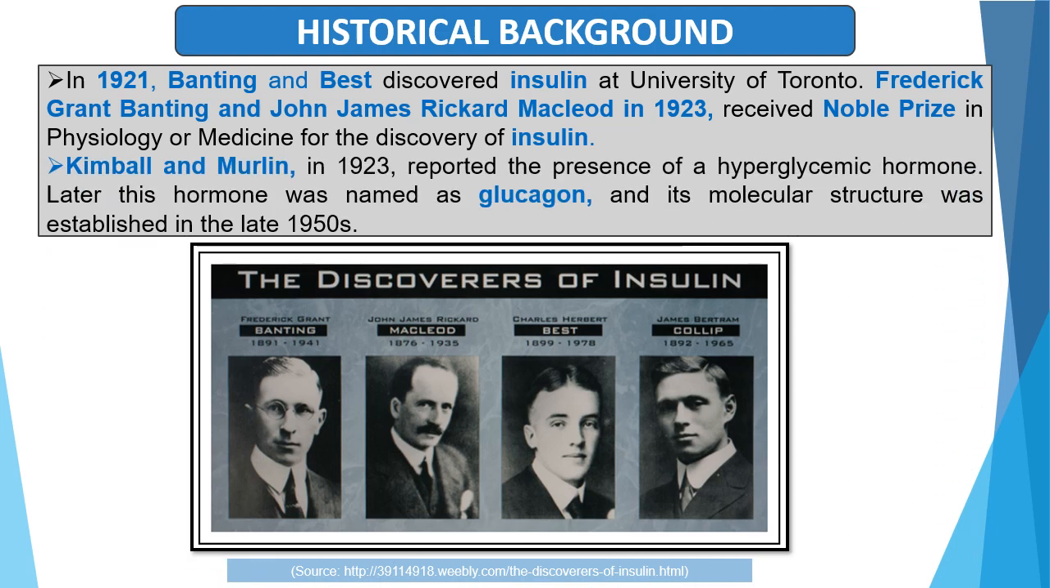Kimball and Murlin in the year 1923 reported a hyperglycemic hormone which was later named glucagon, and its molecular structure was established in the late 1950s.